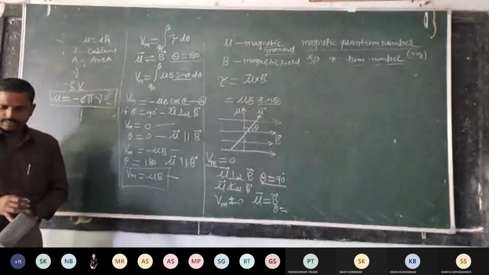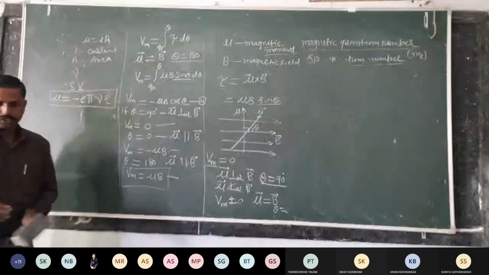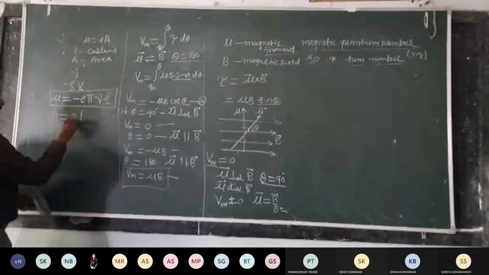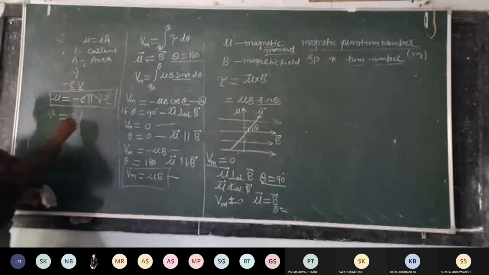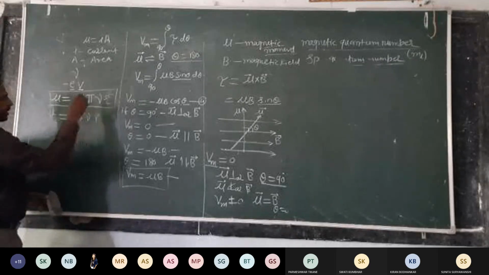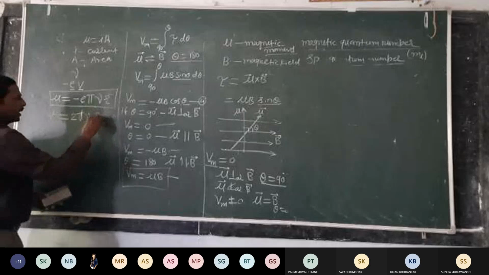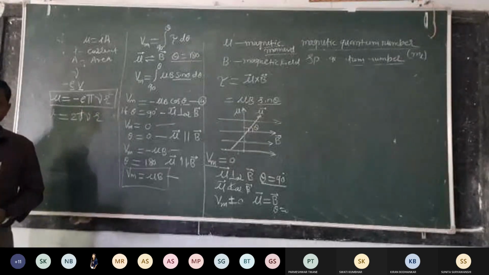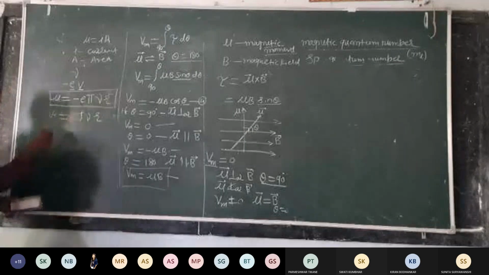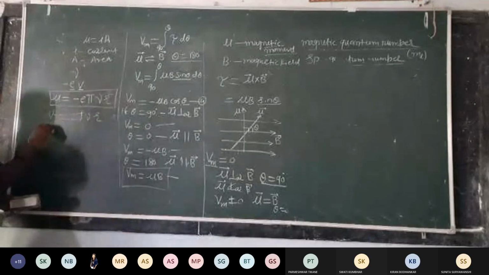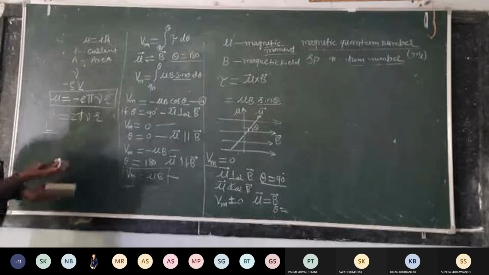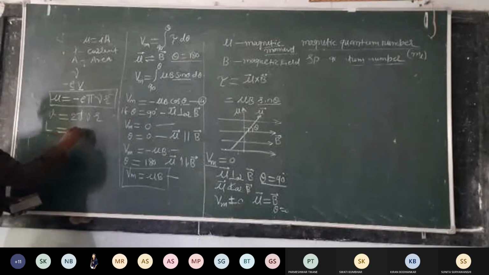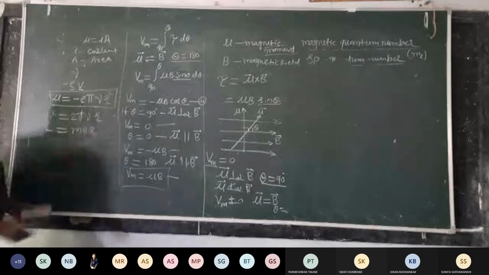Then the linear speed of the electron is v equal to 2 pi nu r. Then the angular momentum is L, and L is equal to mvr.